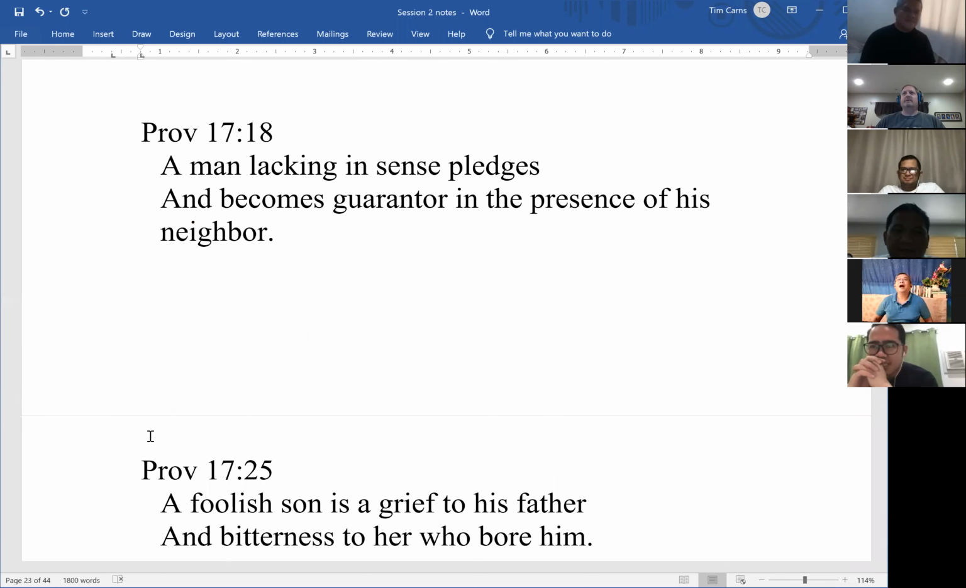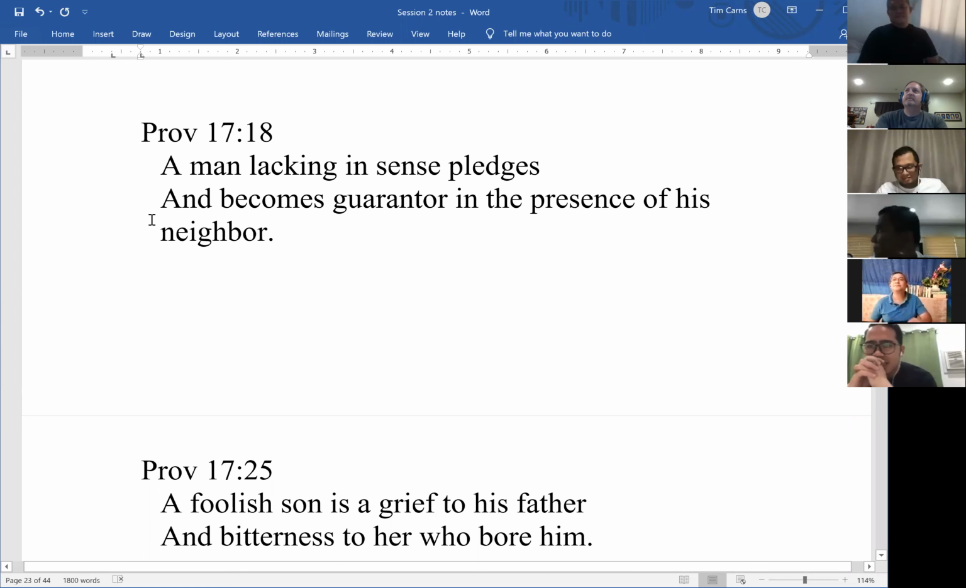Kent, have you done one already? Yes. Okay, Brother Edwin, can you do the next one here? Proverbs 17:18. A man lacking in sense pledges and becomes guarantor in the presence of his neighbor.